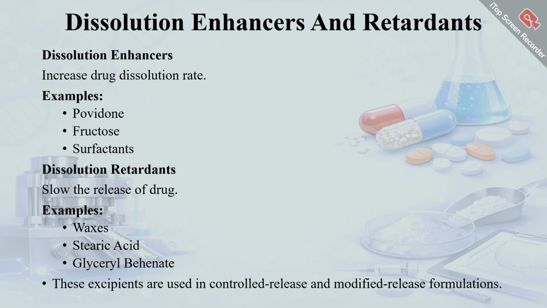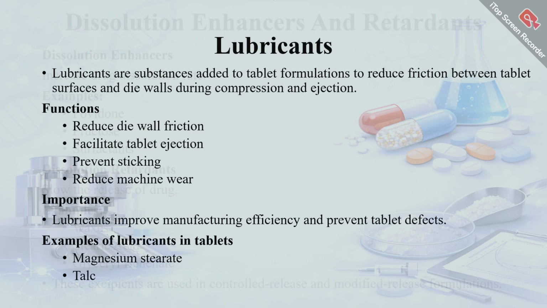Next, dissolution enhancers and retardants we have discussed previously. Dissolution enhancers are for increasing the drug dissolution rate. Examples: povidone, fructose, surfactants. And dissolution retardants slow the release of the drug: waxes, stearic acid, glyceryl behenate. I think there is a spelling mistake in the slide, just ignore it. These excipients are used in controlled release and modified release tablets.